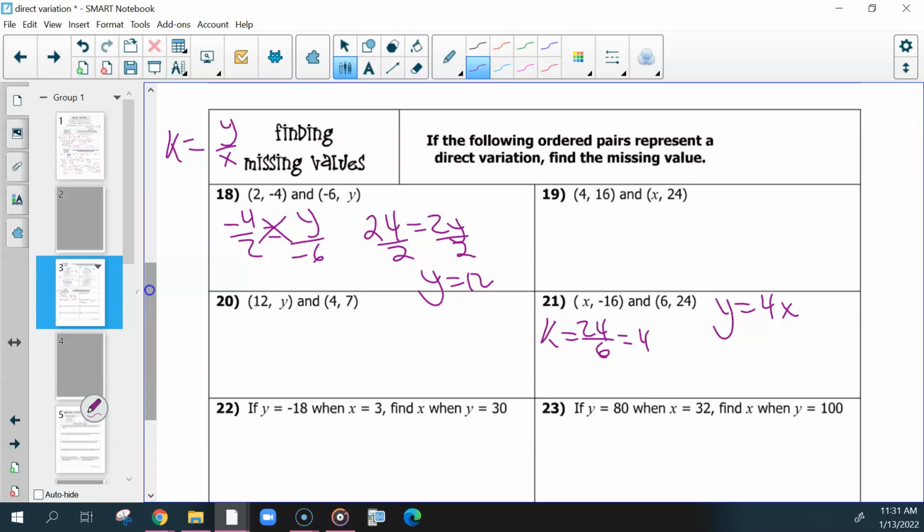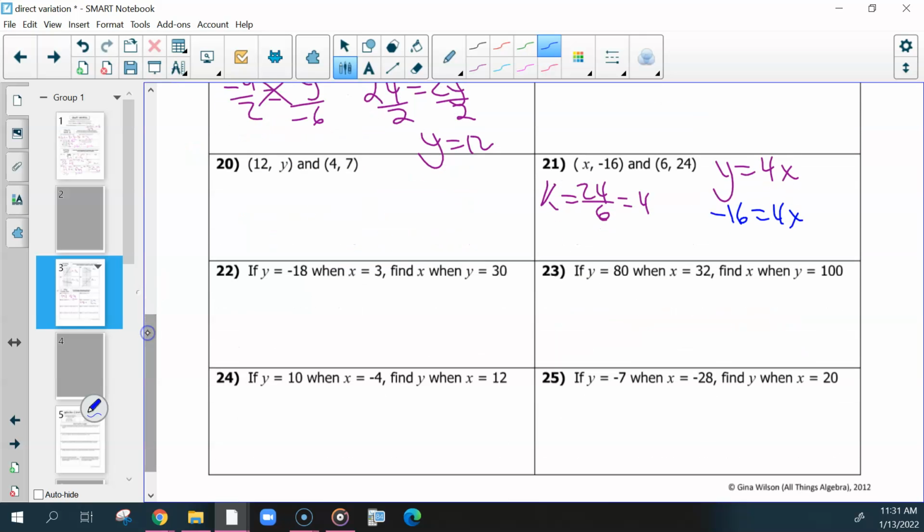And then look at what we're missing. We're missing X, but we're given Y. So we can put -16 in for Y. And now solve for X by dividing both sides by 4.